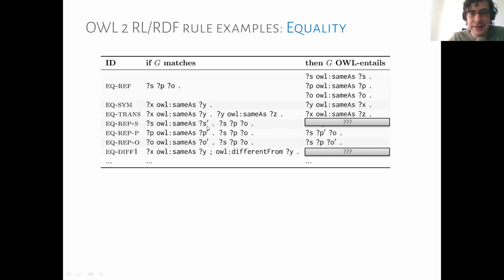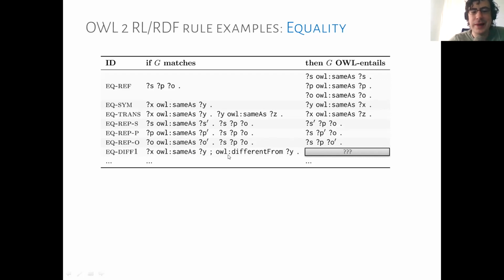We have S same as S prime, and S P O. Any ideas what would be entailed here? So this would tell us S prime P O. Right, so if these two are the same, and here we have S, then we can replace S with S prime. Somehow the terms are interchangeable when they're the same as. P same as P prime, S P prime O; O same as O prime, S P O prime.